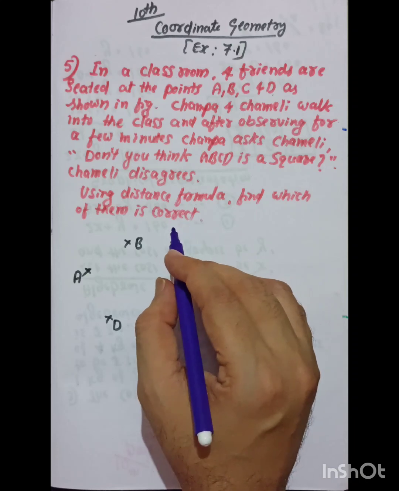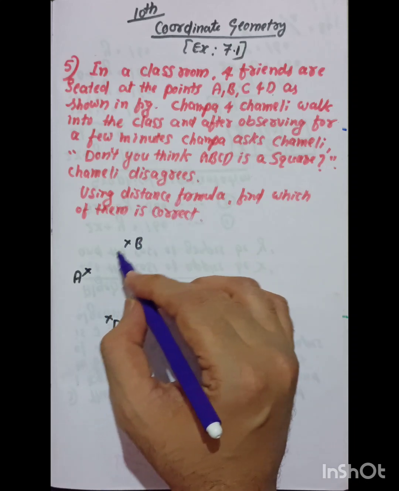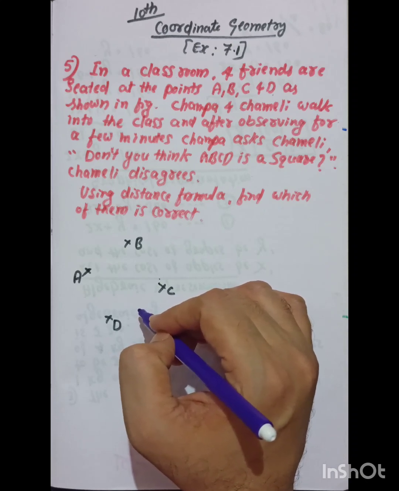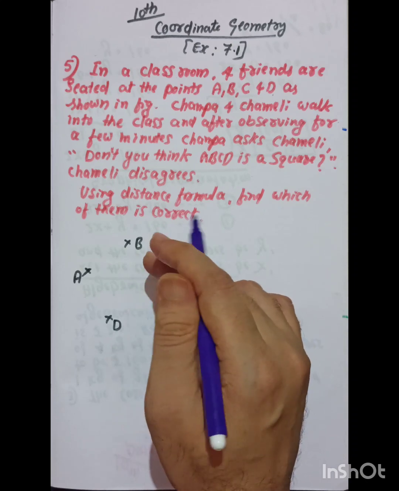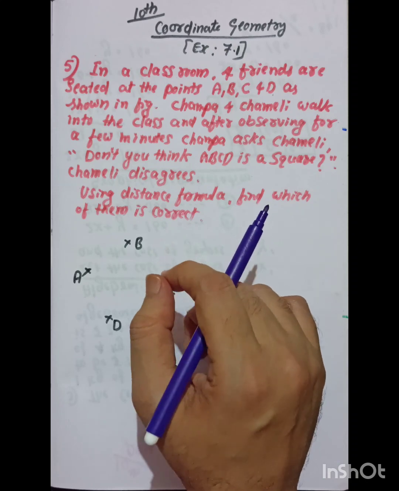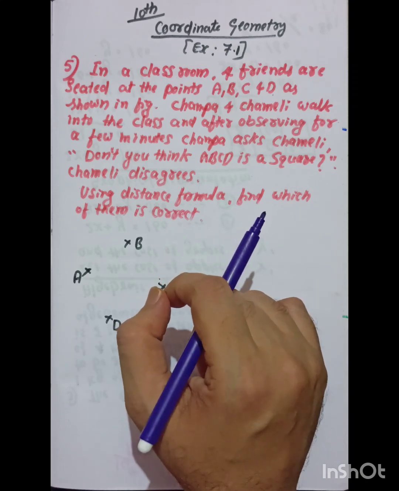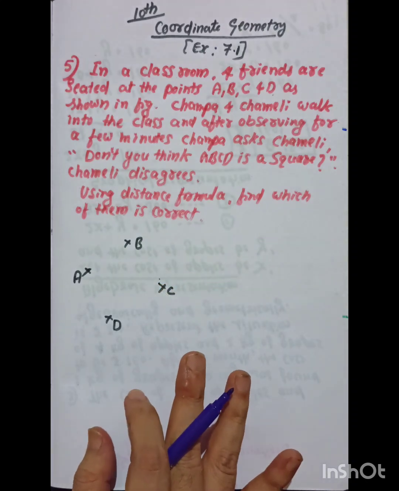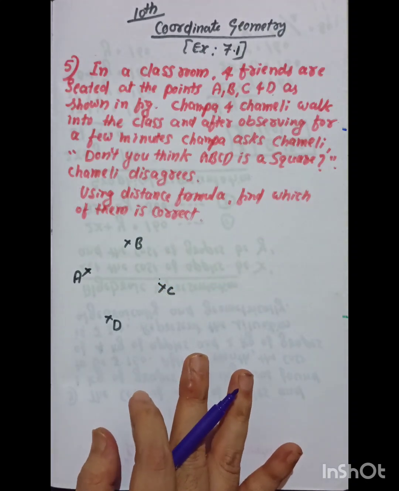Now, using the formula, we have to say whether the students ABCD are seated in the shape of a square or not. It means who is correct, Champa or Chameli. Champa is saying they are seated in the square shape, but Chameli says no. Let's see who is correct in this problem.